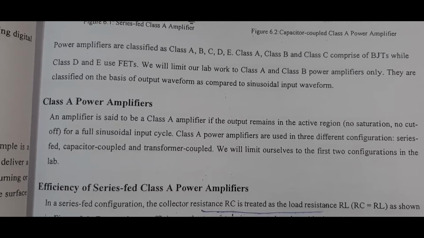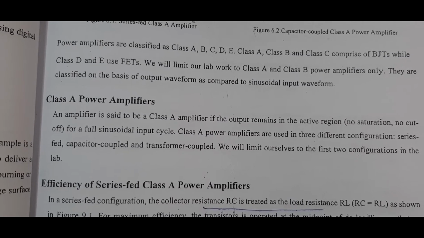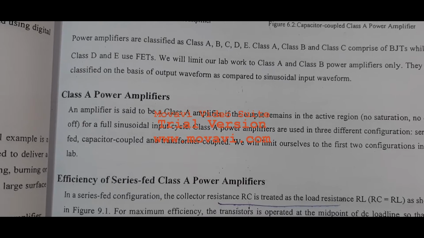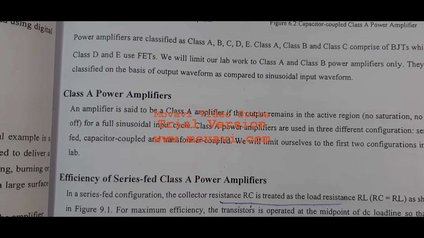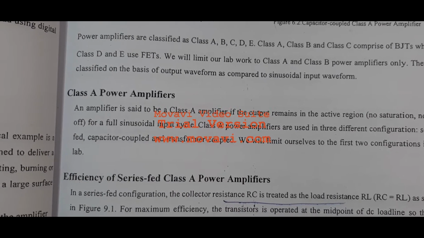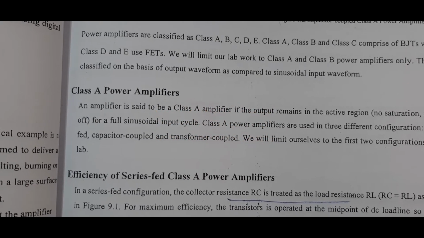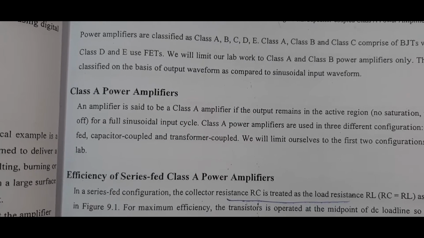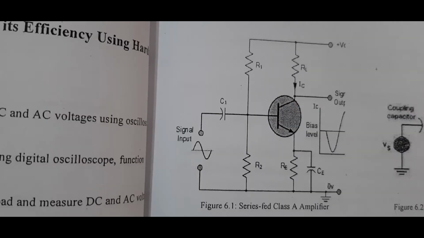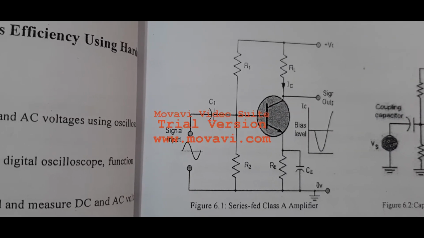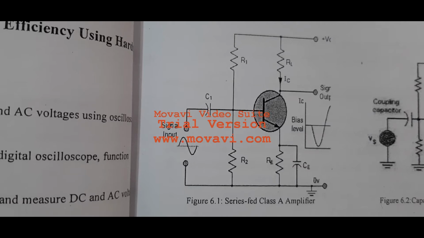So the power transistor can be operated over the entire range of its output from saturation to cutoff. Class A power amplifiers are designed so that the output voltage varies in response to both the positive and the negative peaks of the input signal, and the output never gets saturated or cut off. The circuit shown in the figure is the class A power amplifier. It is also called the series fed class A amplifier.